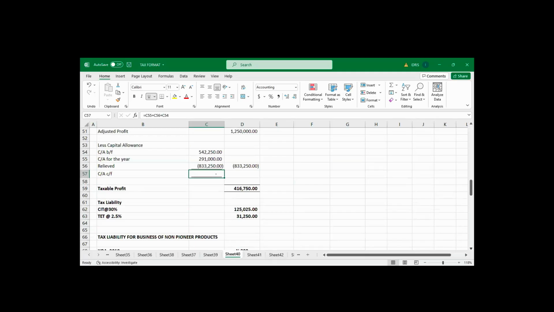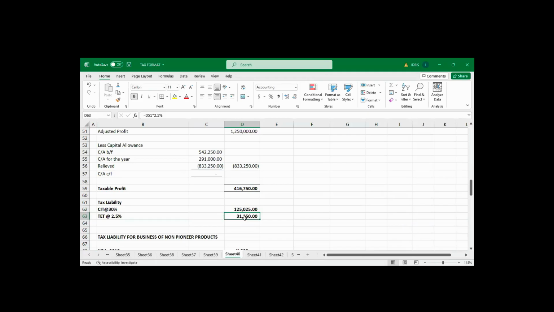So at the end of the day, your company income tax at how many percent? 30%. 30% of what? 416,750. Your education tax, 2.5% of what? Of adjusted profits, 1,250,000. So 31,250. That is the tax liability.